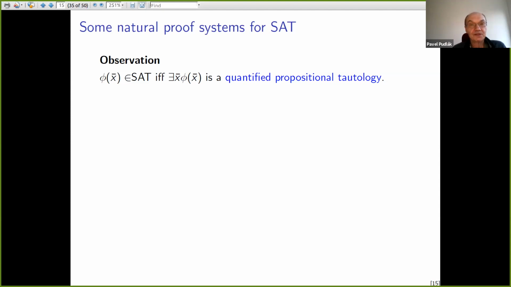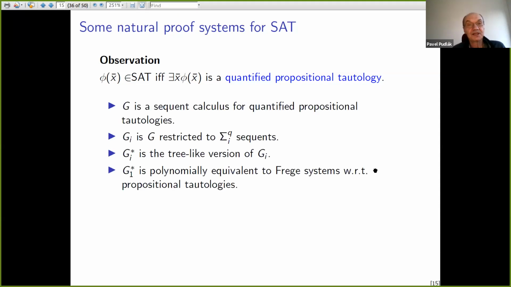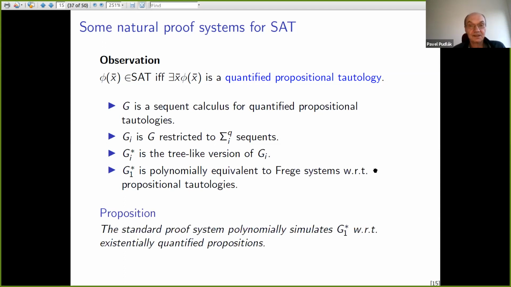let me quickly go over this natural proof system for SAT. You can get a natural proof system for SAT if you realize that phi is in SAT if the existentially quantified formula is a quantified tautology. And then you can use a proof system for quantified tautologies. And you have to go faster.